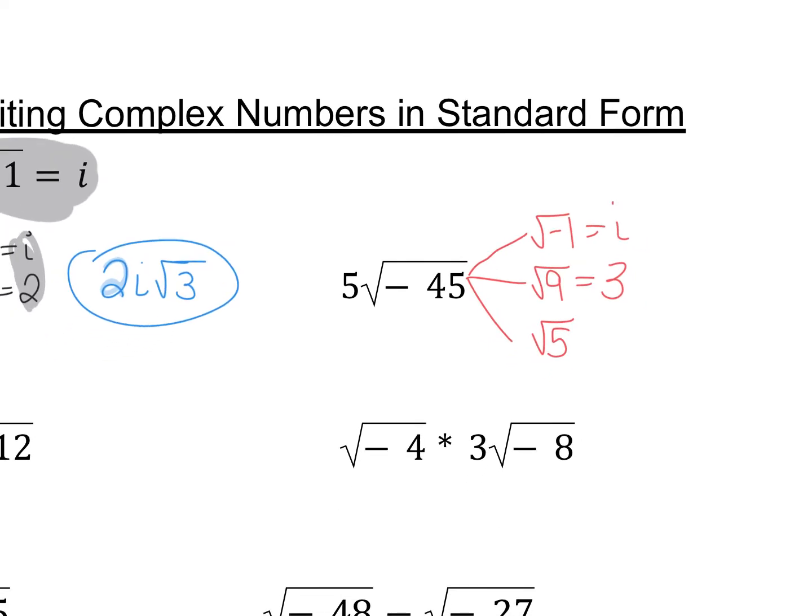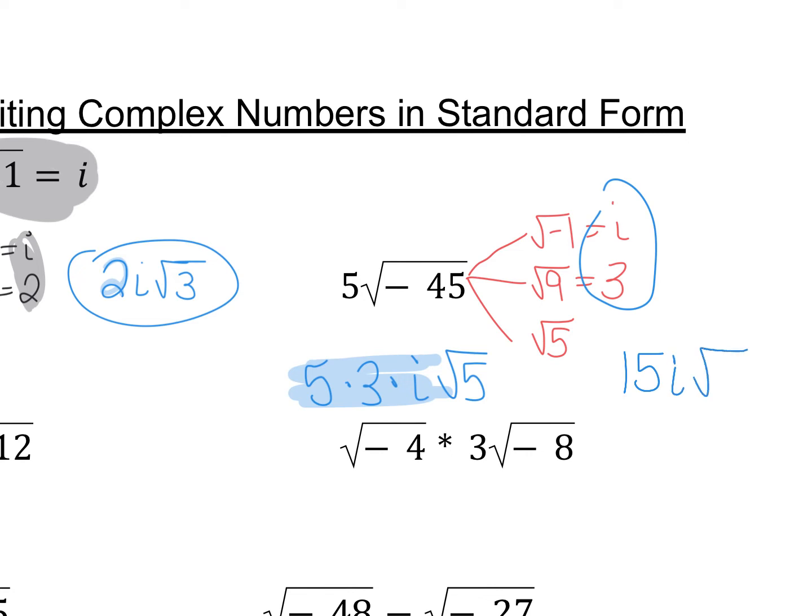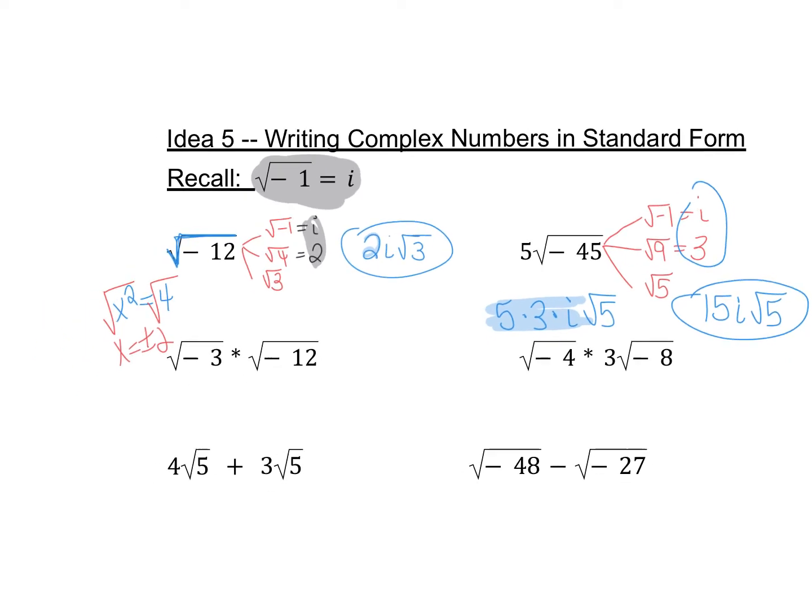So what I have is I've got 5 that was already there. I am multiplying it by 3 times i times the square root of 5. Since these are all on the outside of the radical, I can multiply them together and I can get 15i times the square root of 5. Okay, so that's just simplifying radicals.